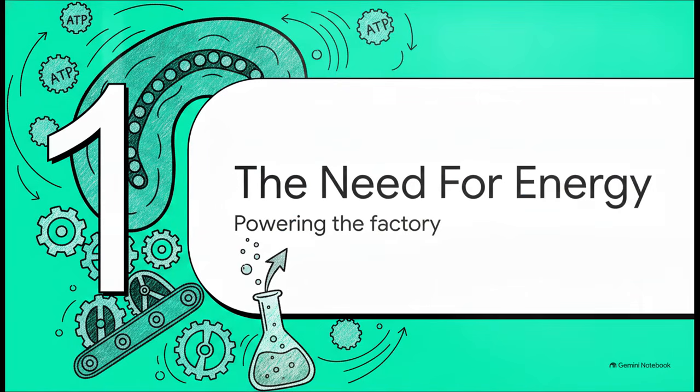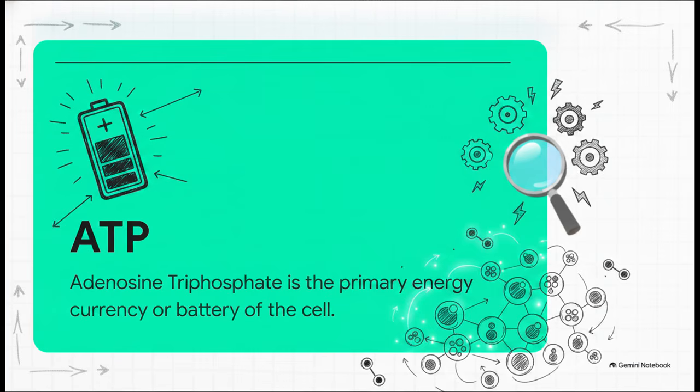All right, let's jump right into that first point, the need for energy, and how we actually power this biological factory. We need to start by understanding why our cells need this energy in the first place, and what form it actually takes. Think of ATP just like a fully charged battery that powers every single cellular function. ATP stands for adenosine triphosphate, and it is the absolute primary energy currency of your cells.